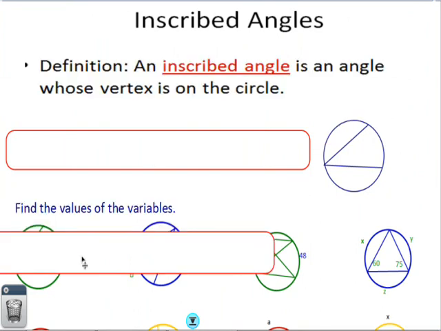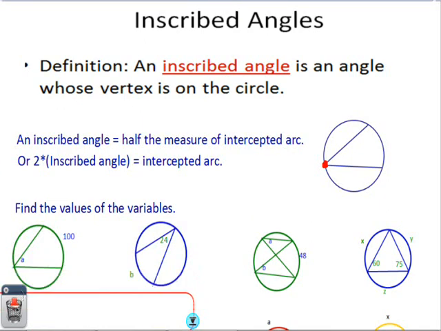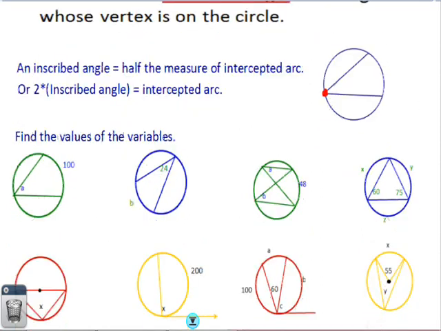Let's take a look at inscribed angles. An inscribed angle is an angle whose vertex is on the circle. So we did central angles. That was when the vertex is on the center. Inscribed is when the vertex is on the circle. Okay, this right here, this angle, the vertex is right there on the circle. An inscribed angle equals half of the measure of the intercepted arc, or 2 times the angle equals the arc. It depends on what you're given. Let's walk through some of these example problems and I'll show you what I mean.